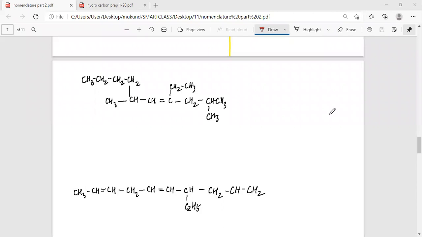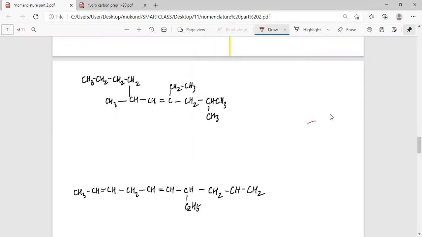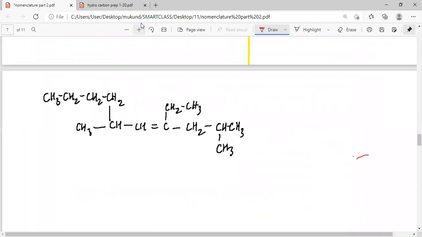Hello, dear students. In the last period of nomenclature, we have studied a few of the important nomenclature processes. Now let's move forward and understand a little more about nomenclature. So let's start with this compound.